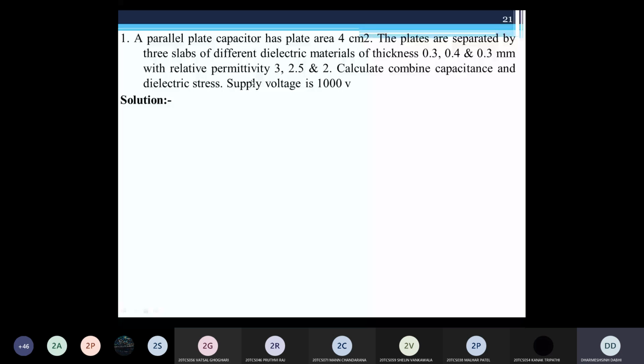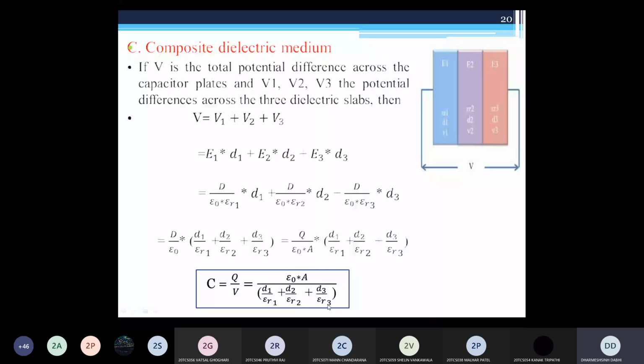So D1 is 0.3, D2 is 0.4, D3 is 0.3 millimeter. Here it is given in millimeter. With relative permittivity of all this dielectric material 3, 2.5 and 2. So ER1 is 3, ER2 is 2.5, ER3 is 2. So calculate the combined capacitance and dielectric stress of this capacitor. And here supply voltage across this capacitor is 1000 volt. So how to calculate? As we know the equation, C is equal to Q by V.